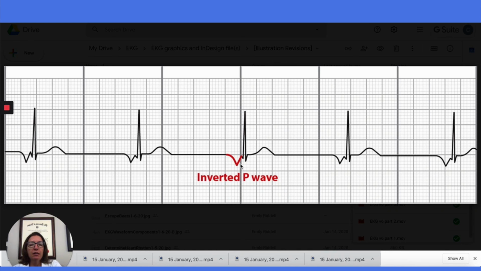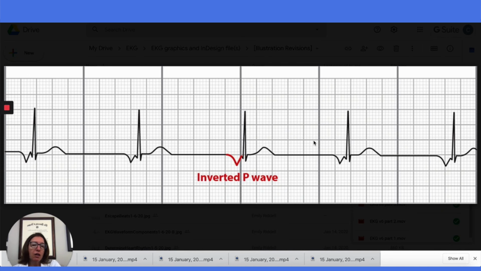If we look at the different components, like we said, the P wave is inverted. That is not normal. That's our other big clue that this is a junctional rhythm. Our QRS complex is nice and narrow, so that's how we know we're not dealing with a ventricular rhythm. So this is a junctional rhythm strip.